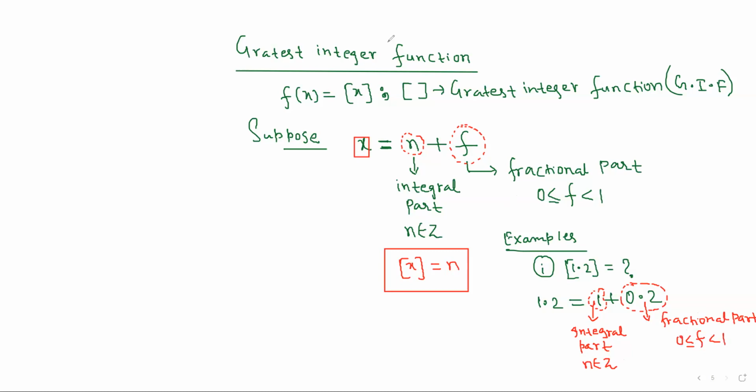So under this condition, the greatest integer function of 1.2 is always 1. This is your answer. Got it or not?